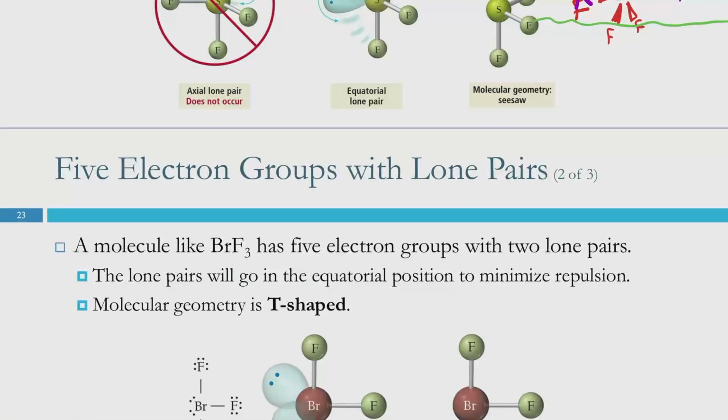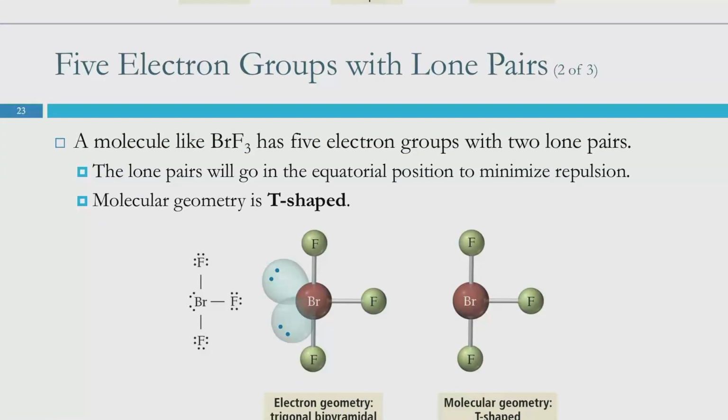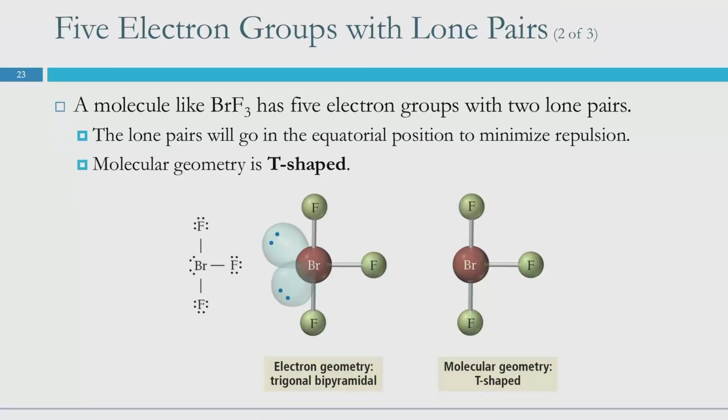That's with one lone pair. If you have two lone pairs, those lone pairs also want to go in the equatorial position to minimize repulsions. Because if we put one on the equator and one on the axis, then we'll have a 90-degree interaction between a lone pair and a lone pair. That's really bad. We want to avoid those at all costs. And so instead they go on equatorial positions.